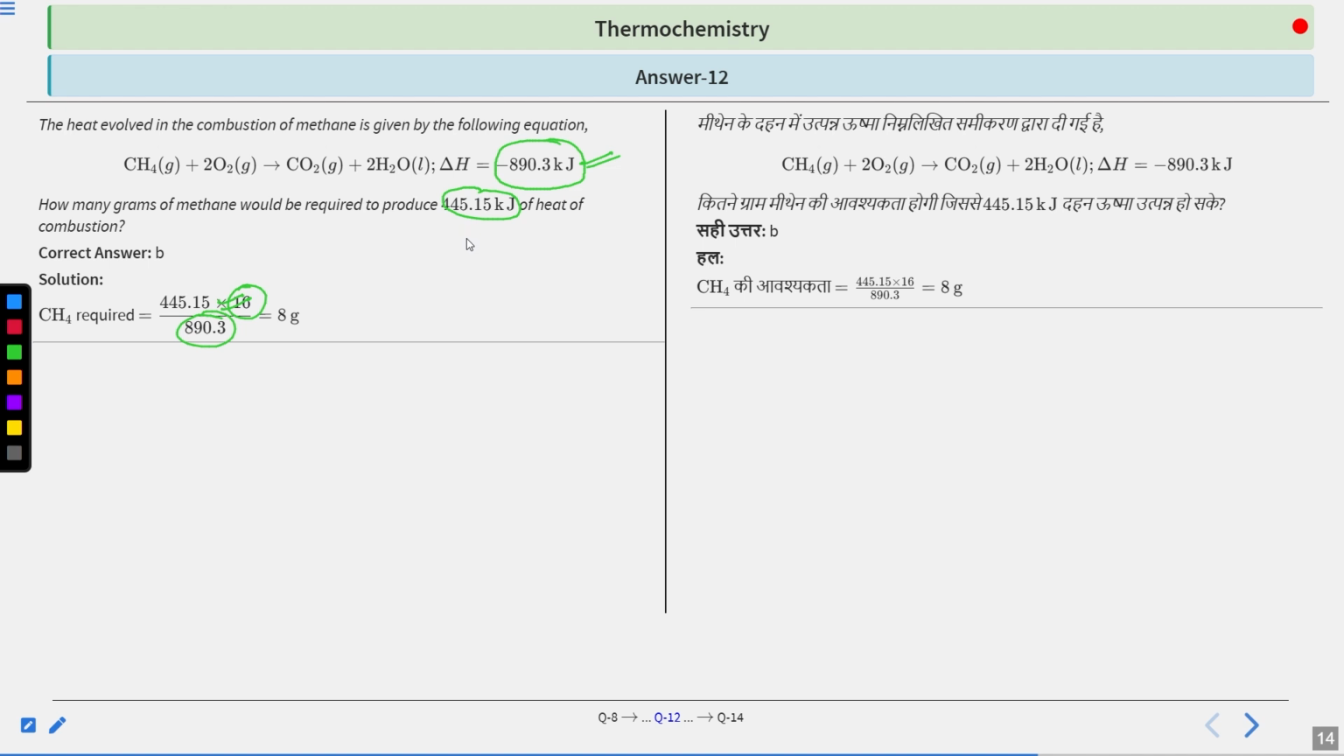Okay, simple. Now again, for 415, you will simply multiply this whole thing with 415.15. And upon doing the necessary calculation, you will get 8 grams as your correct answer. So this is your answer for the given question, which is question number 12. Just try to solve it. Very easy. Simply use the unitary method and you will get your answer. Now, moving on to the next question.